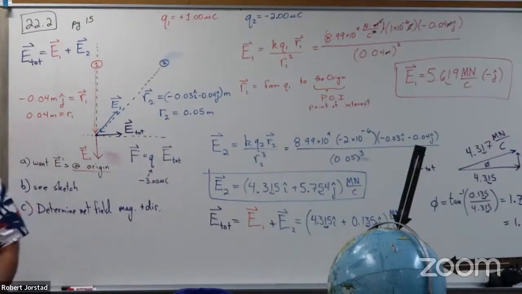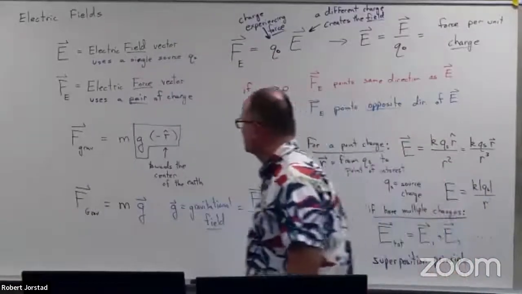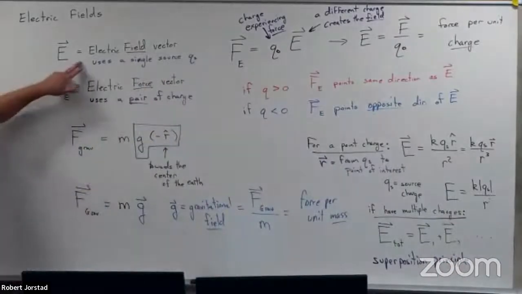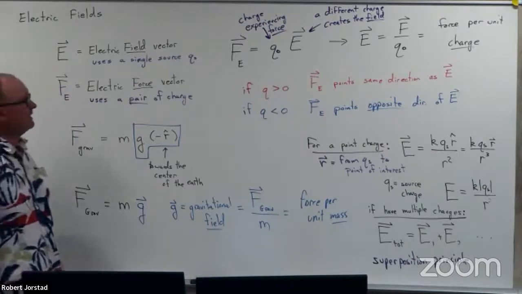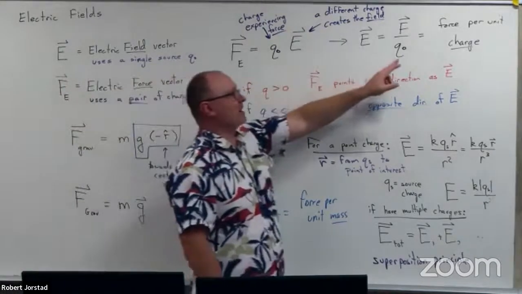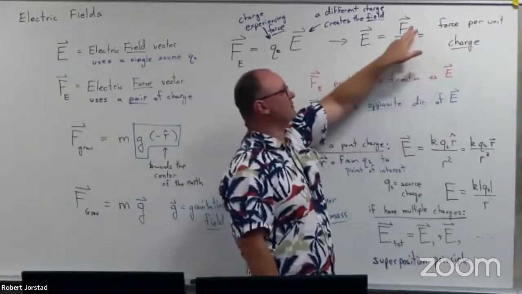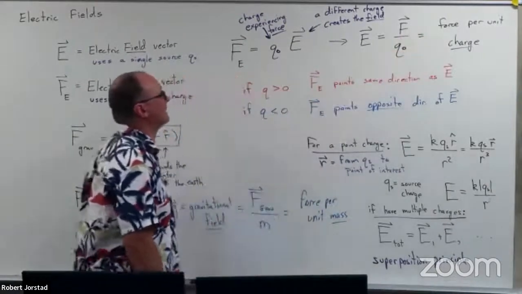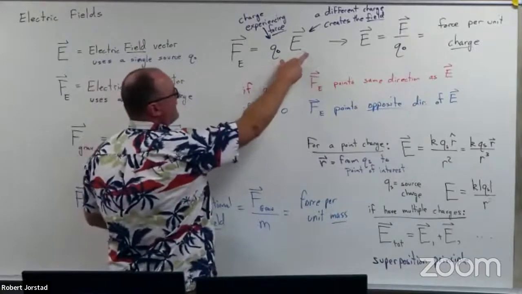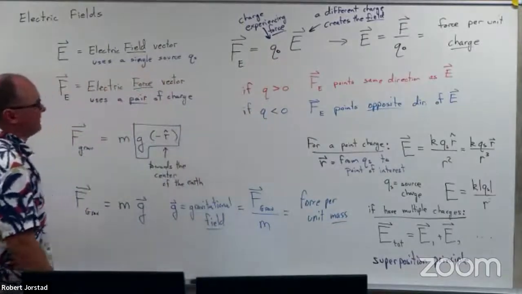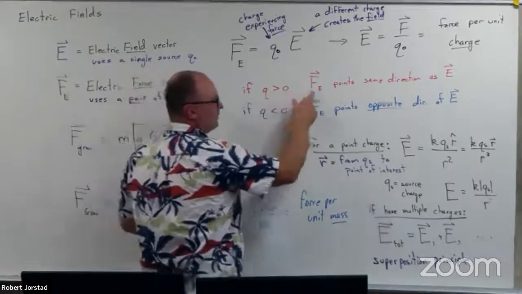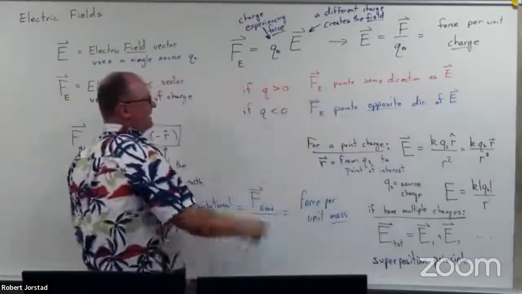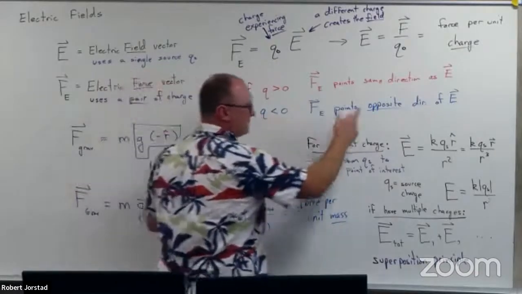And then maybe let's go back and look at this board again and review some important stuff. The electric field uses a single charge. Electric force needs pairs of charges. The electric field can be thought of as the force per unit charge, newtons per coulomb. Okay, one charge creates the field, a different charge should experience it and have a force on it. If the charge is positive, the force will point in the same direction as the electric field. If the charge is negative, the force points in the opposite direction.